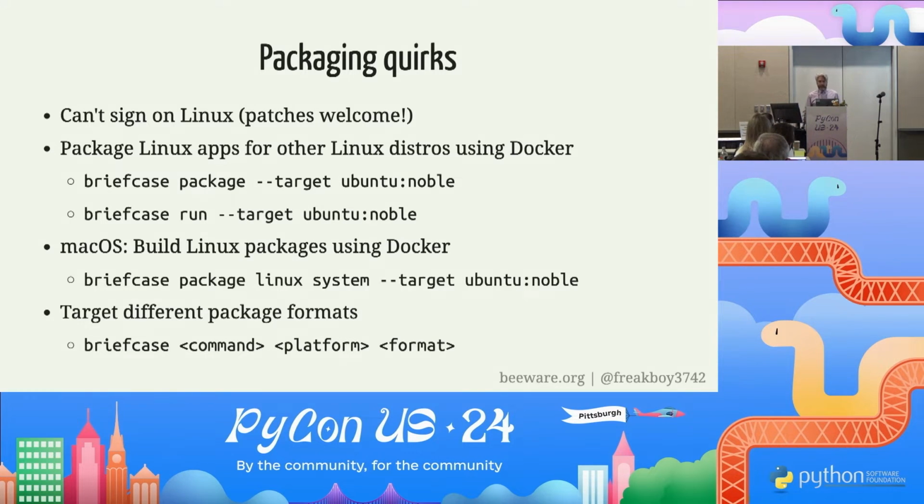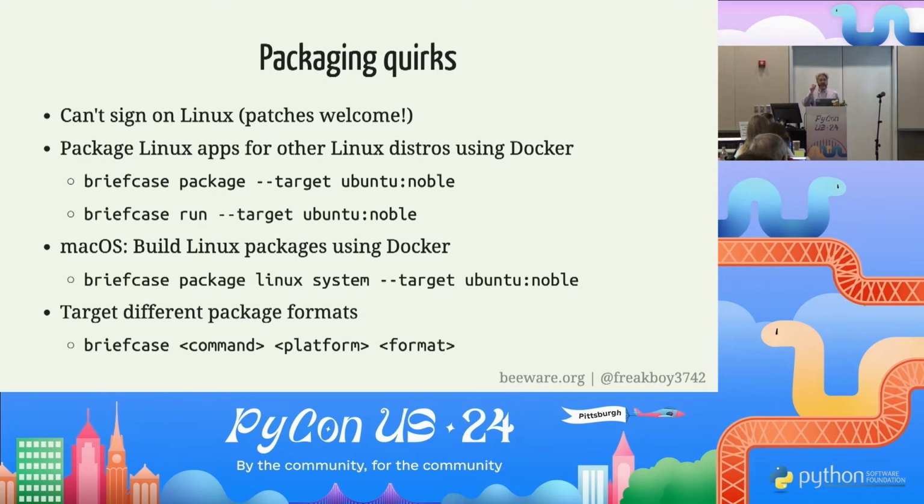Some caveats about packaging. We can't currently sign packages on Linux. Patches welcome if you understand how to do signing on Linux. If you are on Linux and you want to package for another distribution, so create an RPM when you're running on Ubuntu, you can using Docker. Briefcase will manage the entire process of using Docker. You just need to make sure that Docker is available. If it is, you can pass in --target with an ID for a Docker base image.